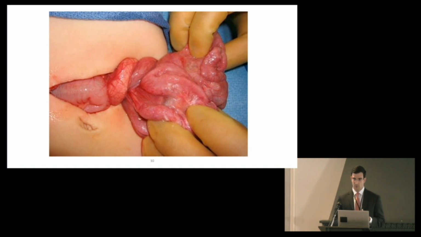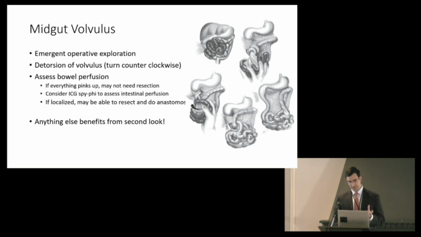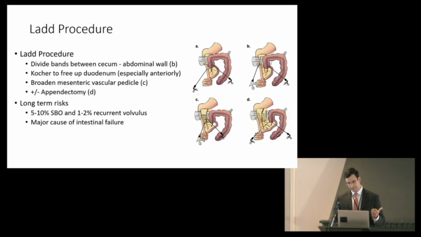This was an important case where prompt recognition of the problem and expeditious treatment in the OR led to not a problem. So we untwist it, we assess for perfusion, and if there's anything that's concerning, and sometimes they need a bowel resection, sometimes they need a second look, exploration for additional resection, particularly if the bowel's not healthy. But in general, if it's caught on time, it's fairly straightforward to fix. It follows the guidelines of Dr. Ladd, who started and stayed here in Boston for a long time. And basically, the procedure involves dividing these Ladd's bands, widening the width of the mesentery.